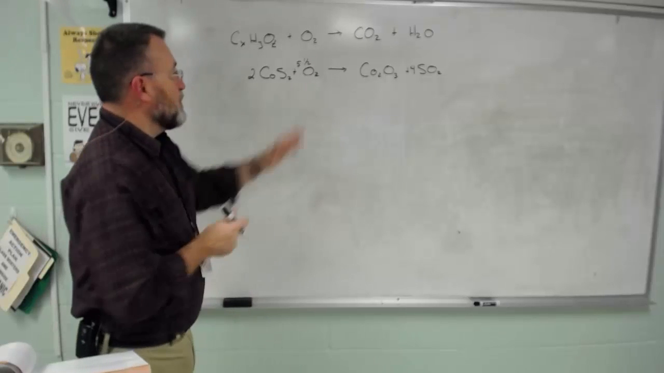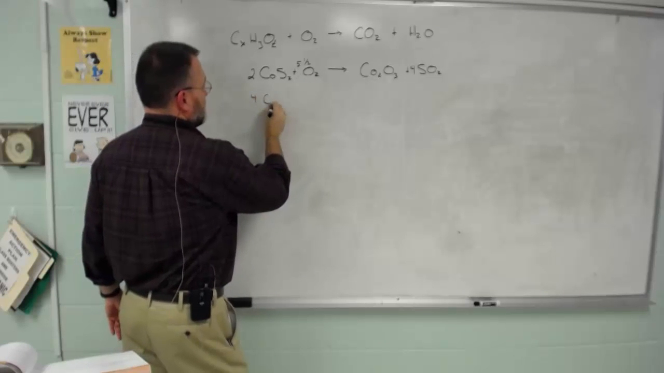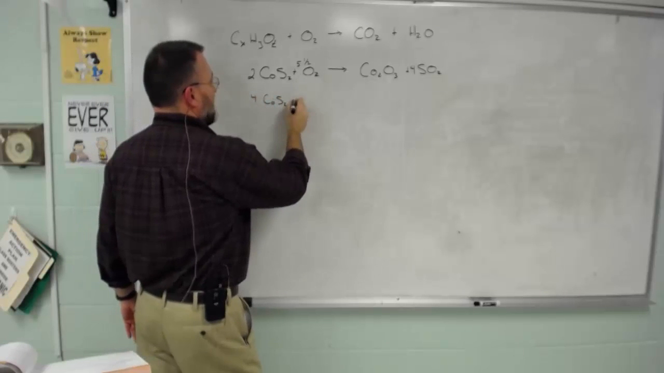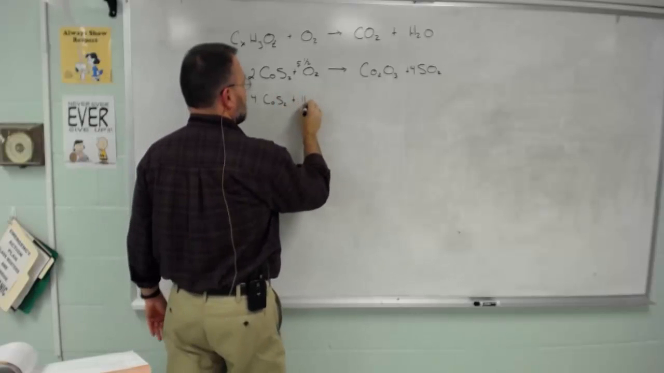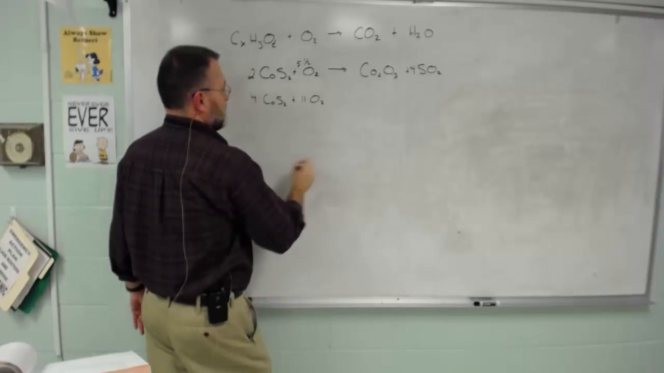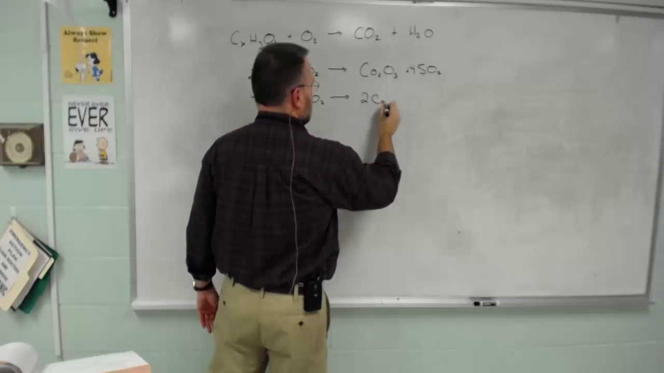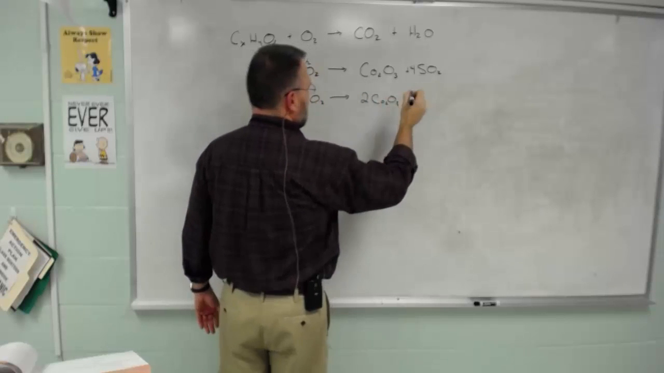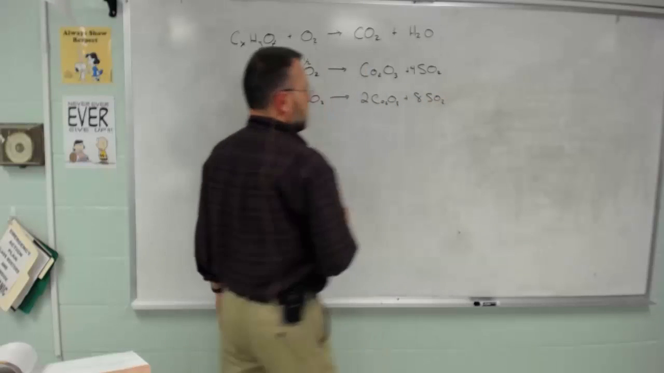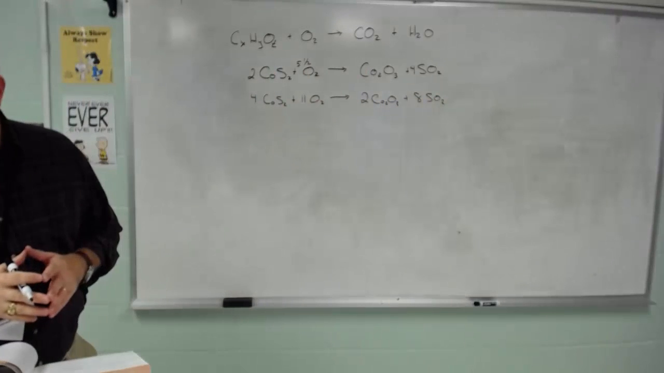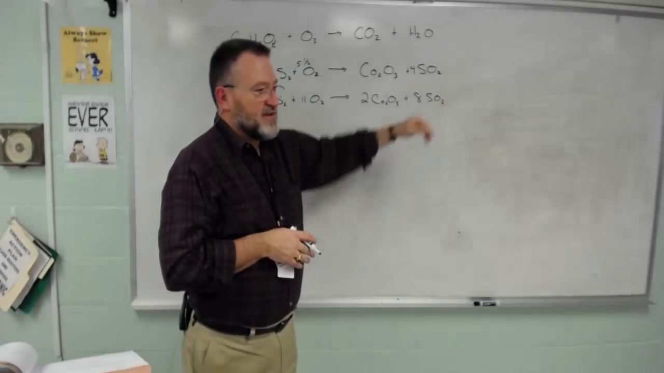So multiplying the whole thing by 2 produces 2 times 2 is 4 CoS2 molecules, and 2 times 5 and a half gives me 11 oxygen molecules that react to produce 2 of the cobalt oxygen on the end and 8 SO2 molecules. So 4 and 11 produce 2 and 8.